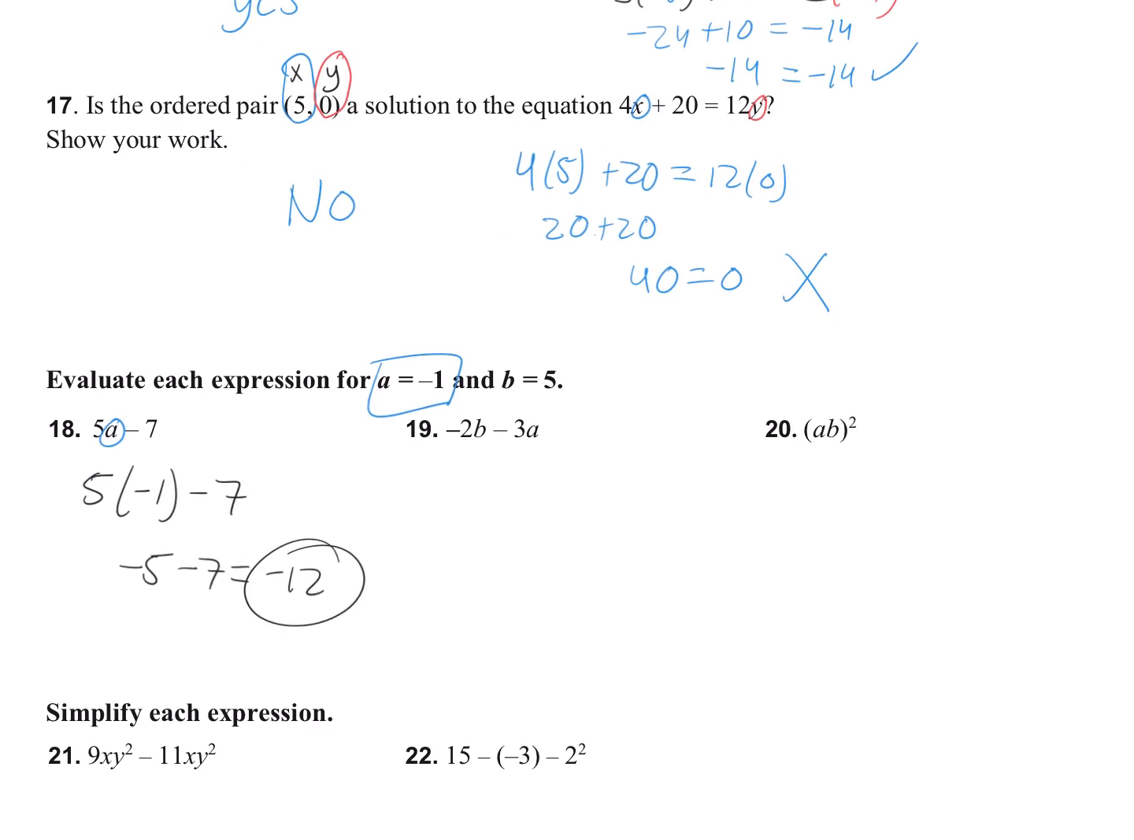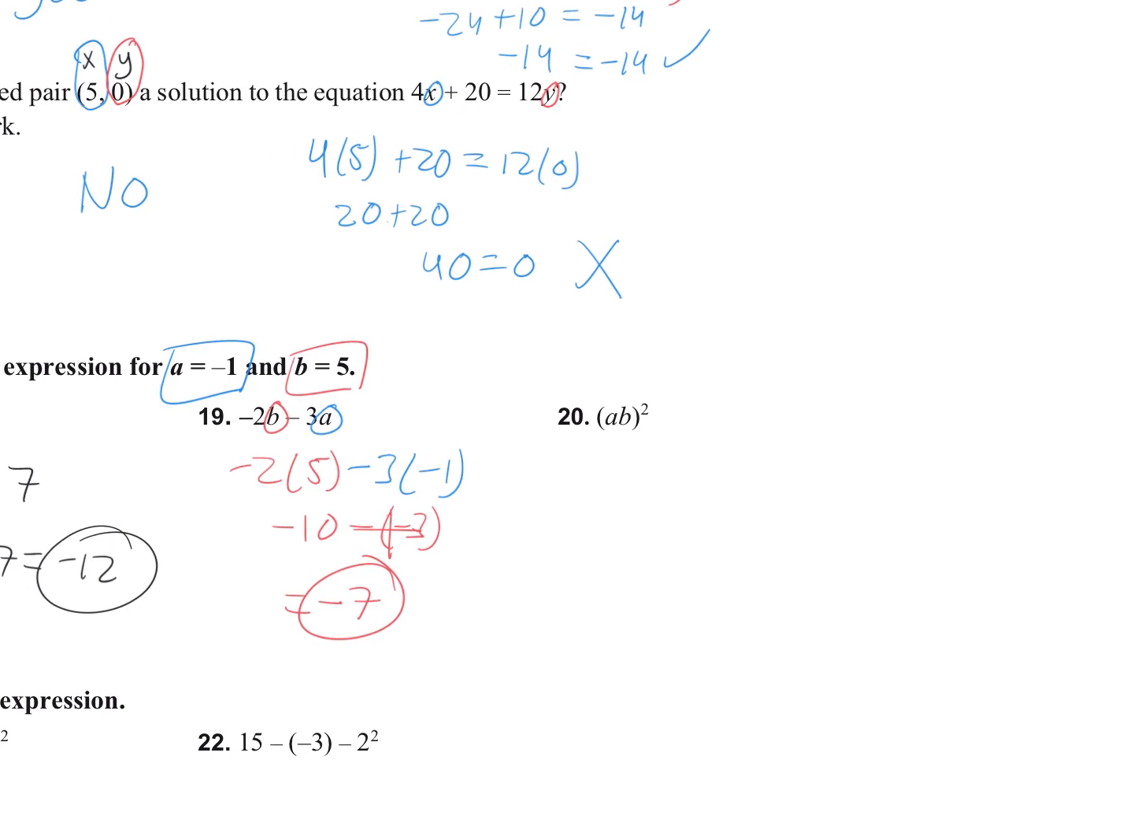All right, and then same thing for number 19. This time we have another variable, and it's b, right? So everywhere you see an a, you plug in a -1, and everywhere you see a b, you're going to plug in a 5. All right, so then we get -2 times 5, all right, minus 3 times -1. -2 times 5 is -10, and then minus 3 times -1 is -3, right? But remember, minus a negative, we make a big plus, and then -10 plus 3 is -7.